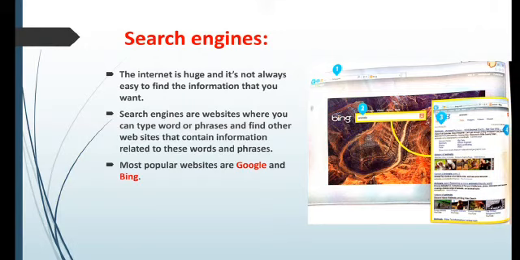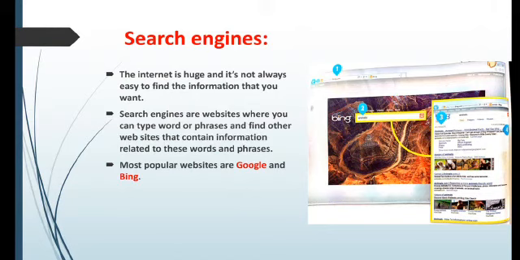The internet is huge and it's not always easy to find the information that you want. But don't worry, you can use search engines to find what you need. Search engines are websites where you can type words or phrases and find other websites that contain information related to these words or phrases. There are several search engines available today, but the most popular ones are Google and Bing.